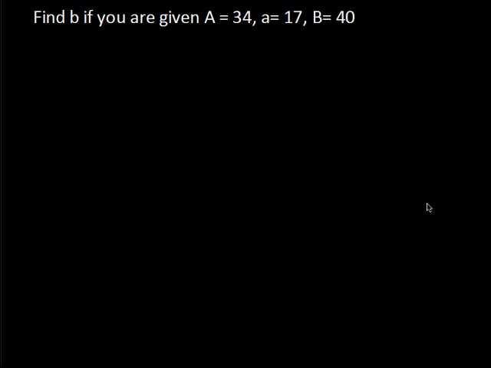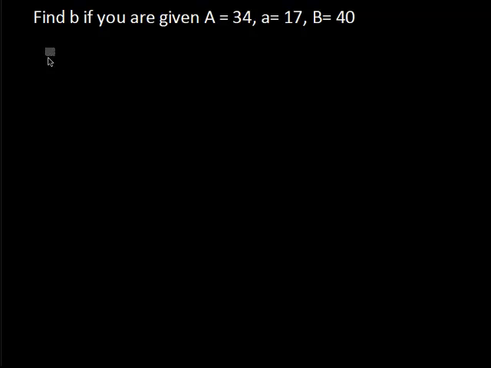Our second problem today reads, find lowercase b if you were given that capital A equals 34, lowercase a equals 17, and capital B equals 40. For this problem, we want to do the same thing as last time. We want to fill in what we know into the law of sines, and then simplify it down to find out the missing piece. So we fill everything in that we know.